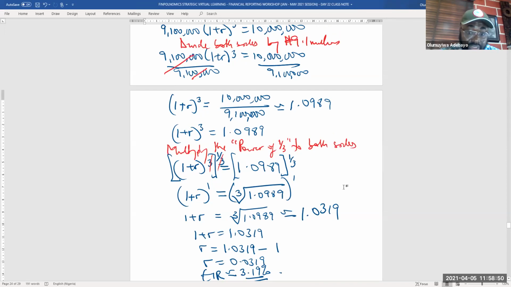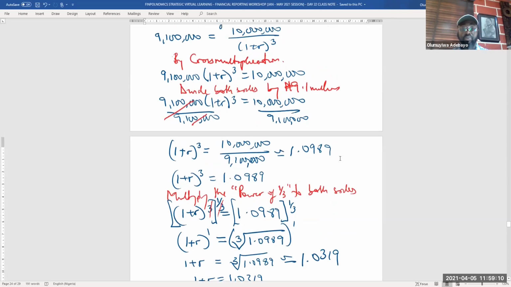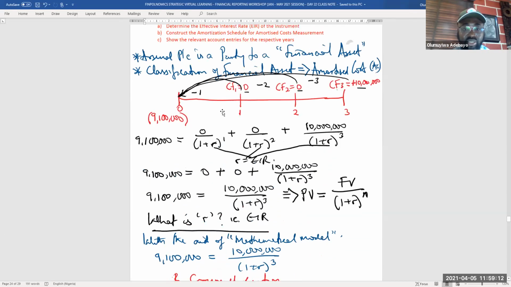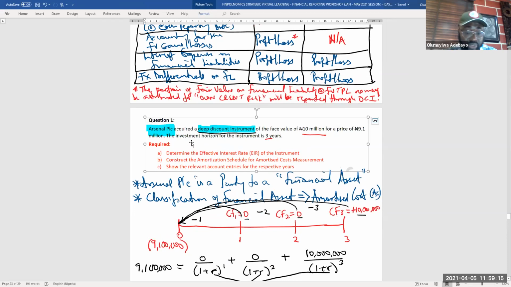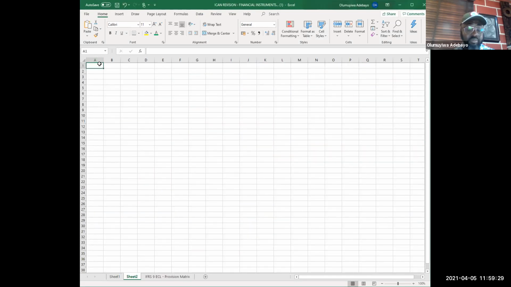See, we are only talking of a single point cash flow. What about if you are talking of a series of cash flows? How long will it take us? And that is why we are not going to do that, but we are going to harness the knowledge of Excel. Okay, now how do you do it in Excel? I just copy the question. I'll share my Excel slide with you. I can put it here.